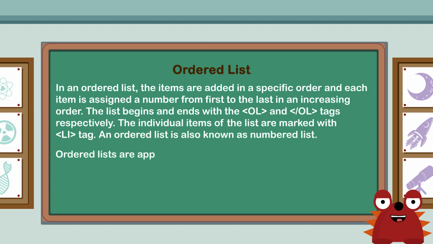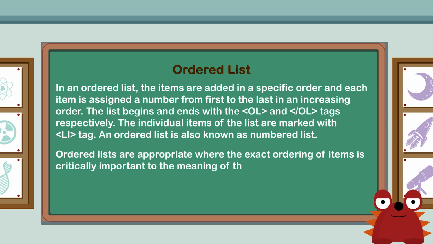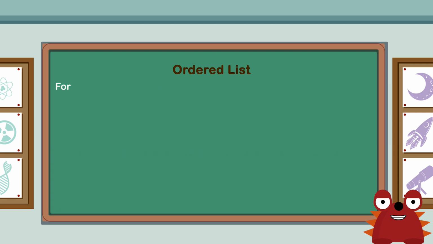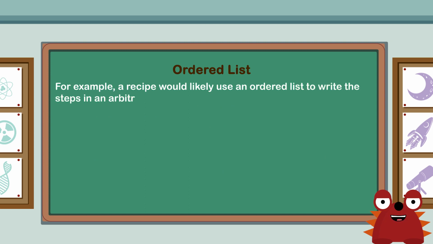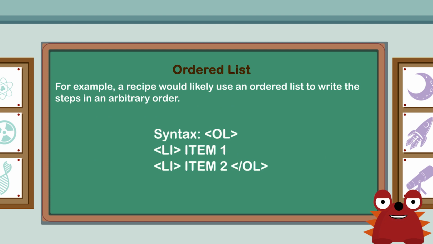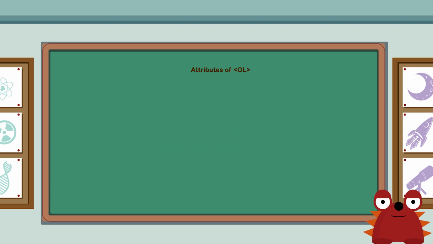Ordered lists are appropriate where the exact ordering of items is critically important to the meaning of the content. For example, a recipe would likely use an ordered list to write the steps in an arbitrary order, the syntax for which is this. Let's look at the important attributes of this tag.